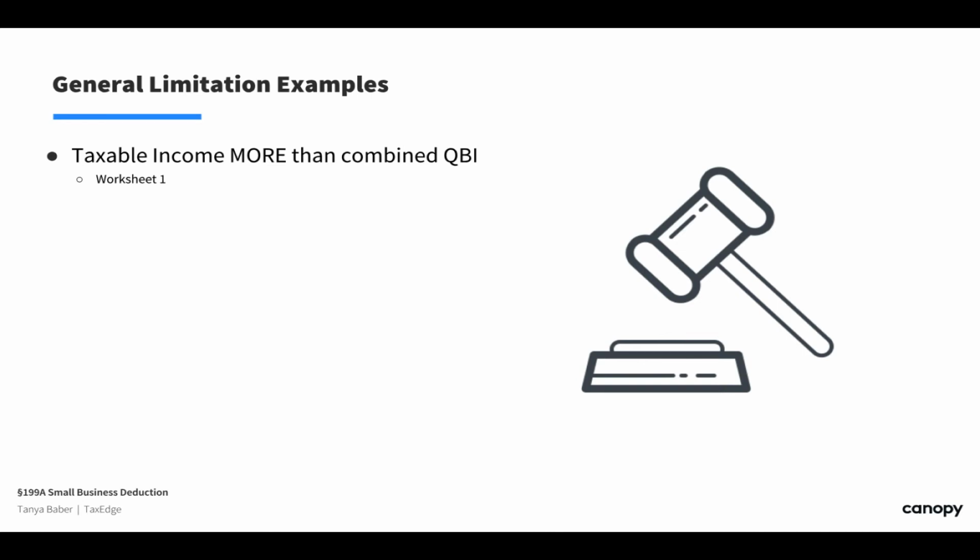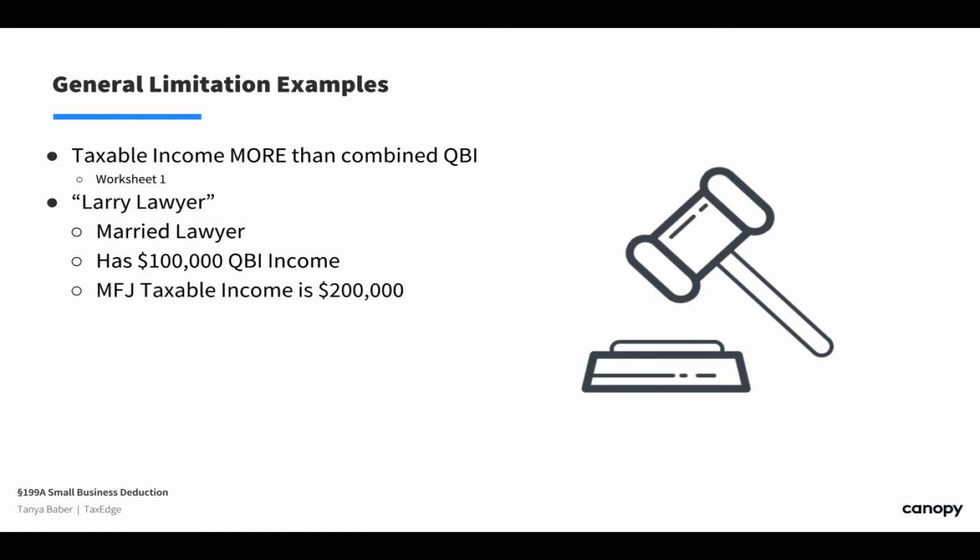So we're going to talk about Larry, lawyer. Now we know he's a specified service trade or business. I'm going to give you that up front because I know you haven't maybe taken that course yet. He's married, he's a lawyer, specified service trade or business. He has $100,000 of QBI income, and his total married filing joint taxable income is $200,000. So how do we go about this?